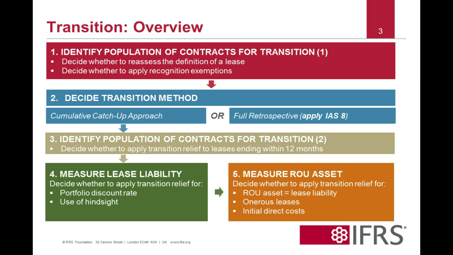The first of those additional reliefs is effectively step 3. If a lessee decides to use the cumulative catch-up approach, it could reduce the population of contracts for transition by choosing to exempt any leases ending within 12 months. We'll talk about the potential costs and benefits of taking this option. Finally, having then pinned down the population, a lessee will need to measure firstly the lease liability and then the right of use asset in accordance with IFRS 16. Again, we'll talk about the choices that a lessee has here and the transition reliefs that it may want to make use of.